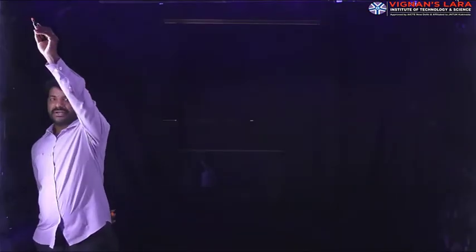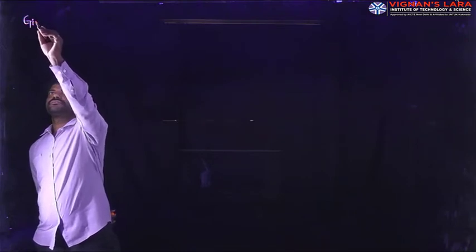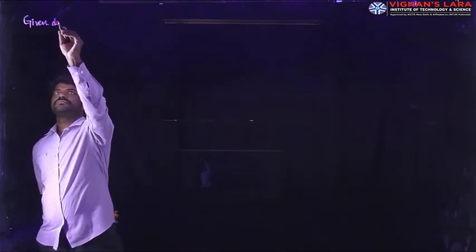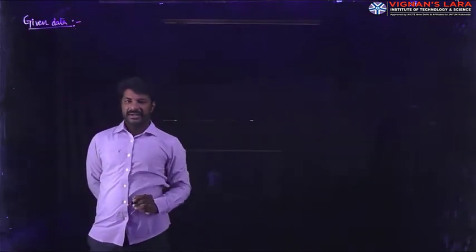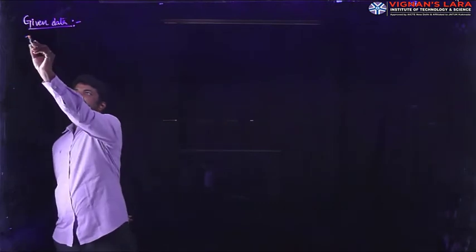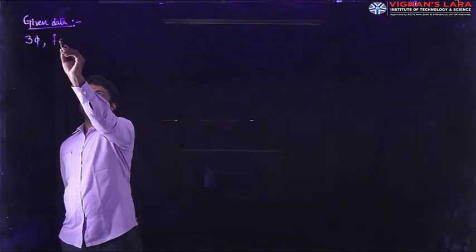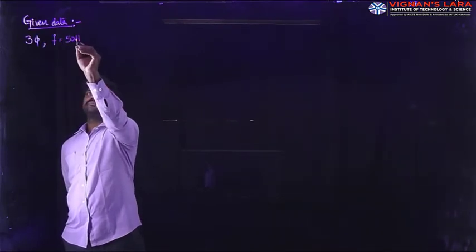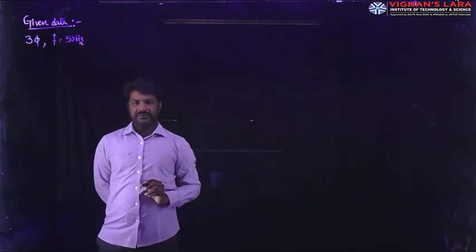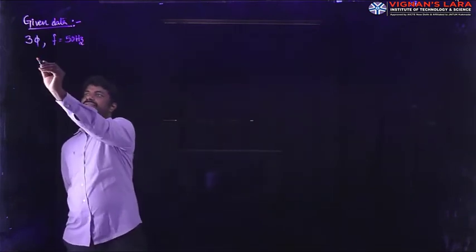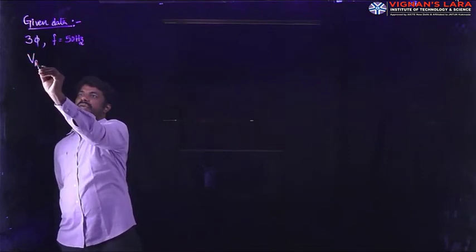Let us go for the given data. As given, it is a three-phase transmission line operating at a frequency of 50 Hz, and the line is operating with a voltage on the receiving end side as VR.